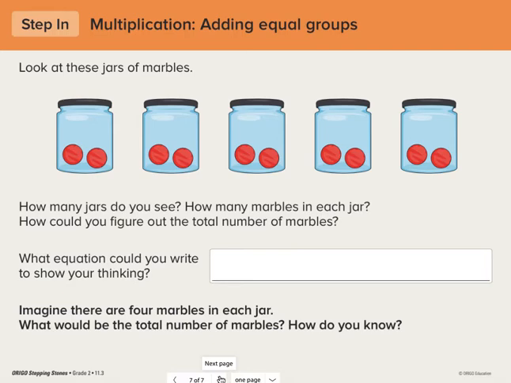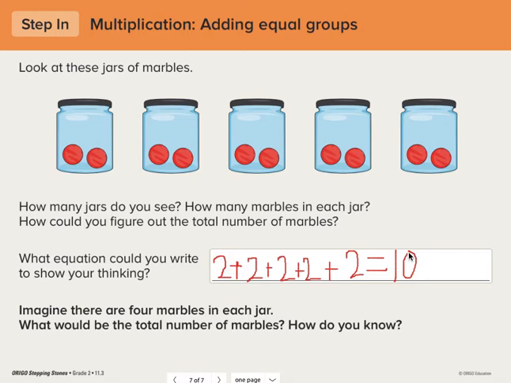Imagine there are 4 marbles in each jar. What would be the total number of marbles? How do you know? So, I'm going to write our other equation that we had. We had 2 plus 2 plus 2 plus 2 plus 2 equals 10. So we know that 2 5 times is 10. If we add 2 5 times, it's 10. If we add 4 5 times, what would it be?